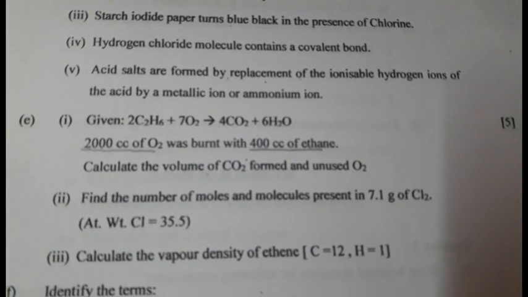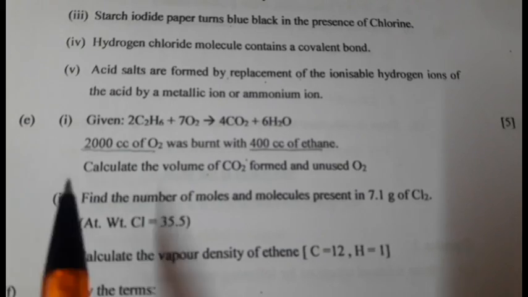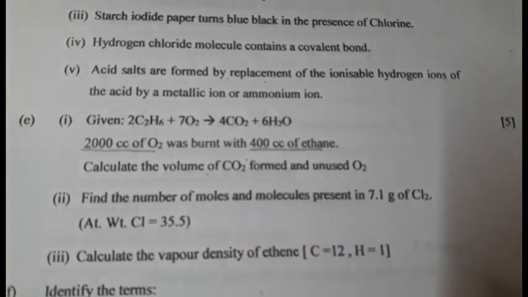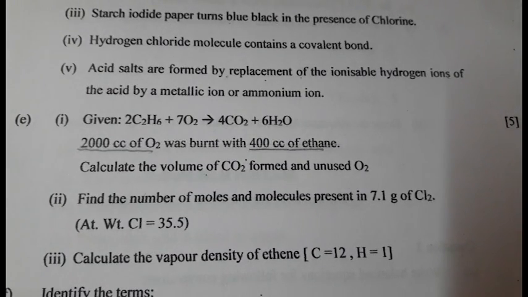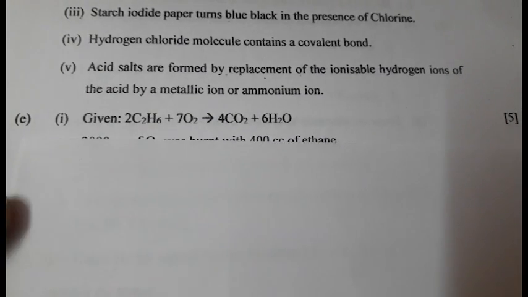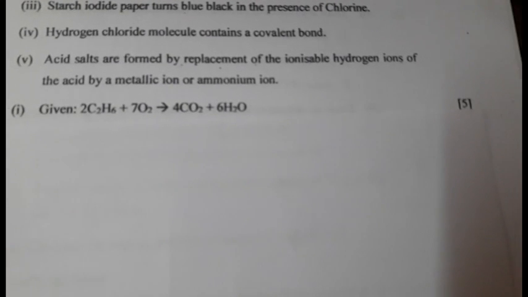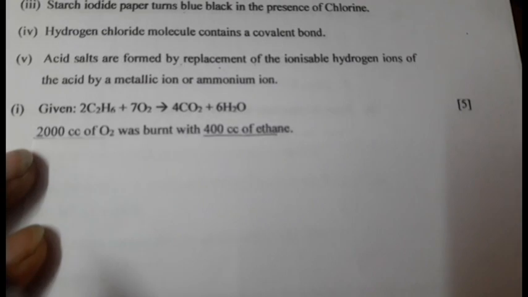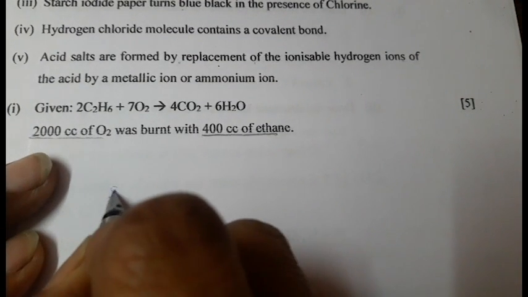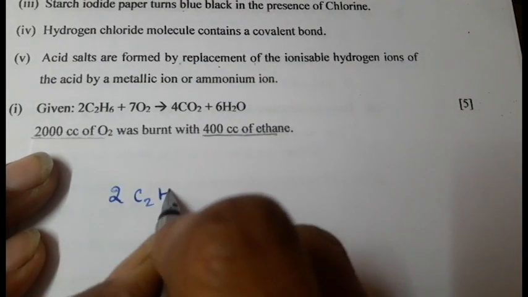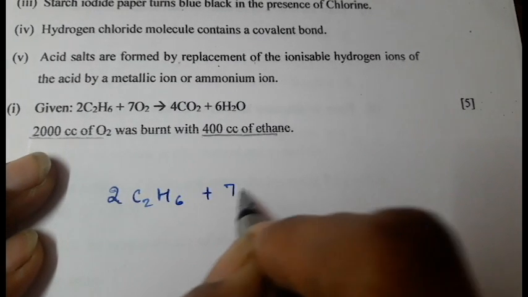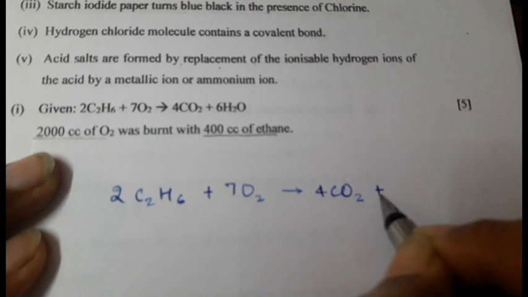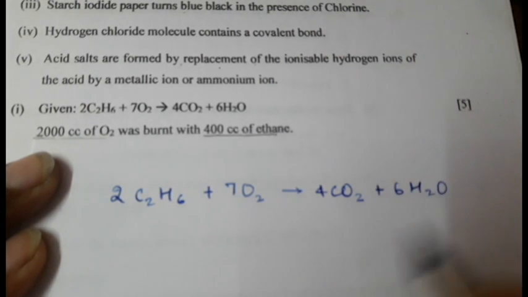Let us now come to the next question. In the next question, I have already marked the volumes of gases which are given, but when we solve this, we need to solve it on the paper. So when we are solving it on the paper, we will have to write the equation. So 2C2H6 plus 7O2 gives 4CO2 plus 6H2O.